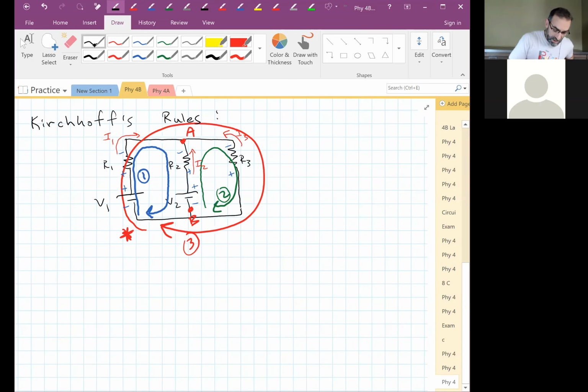So we've already written the loop rule for 1, but I guess we could do it again. Let's write the loop rule for 1. We'll do all 3.